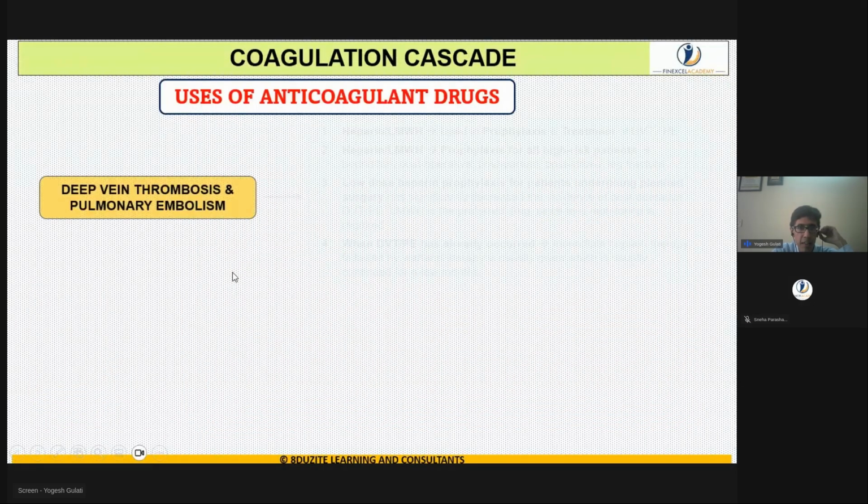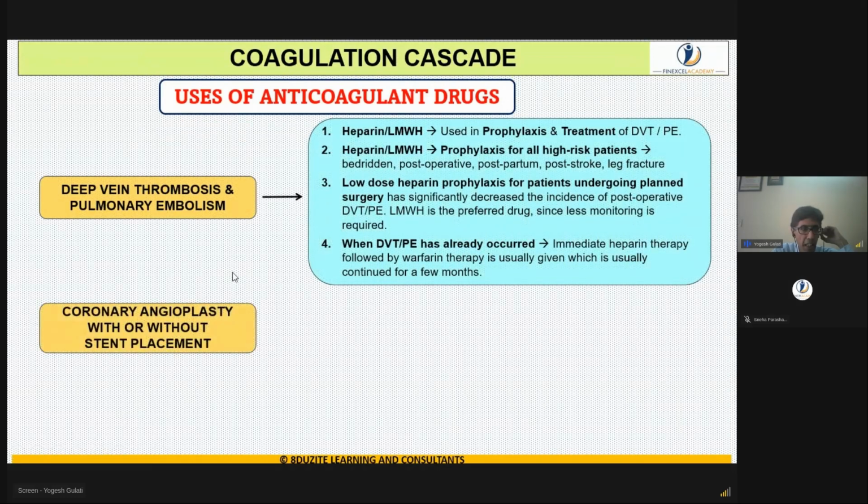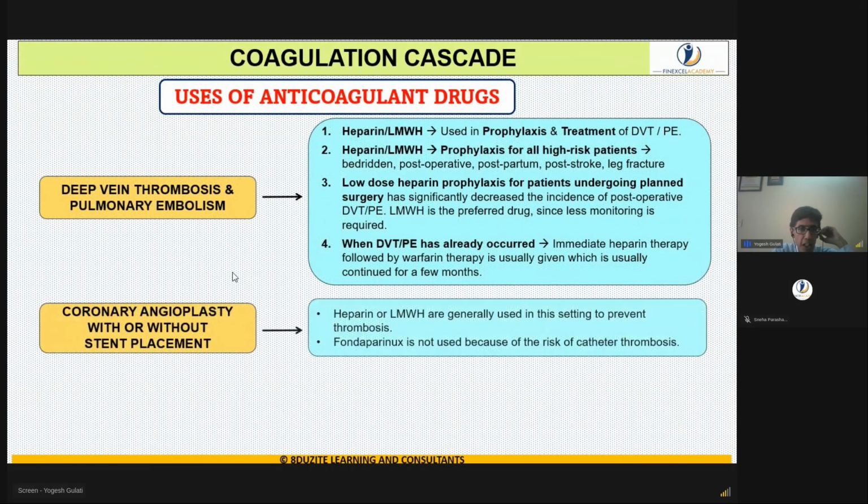I was talking here. So now the second indication is coronary angioplasty with or without stent placement. So what is this? This is what you normally call a heart attack. There is a clot which blocks the artery of the heart. There are coronary arteries which are supplying oxygen and blood to the tissues of the heart. Those get blocked. So for that we do a coronary angioplasty. We put a stent so that the stent bypasses that clot and starts supplying oxygen and blood.